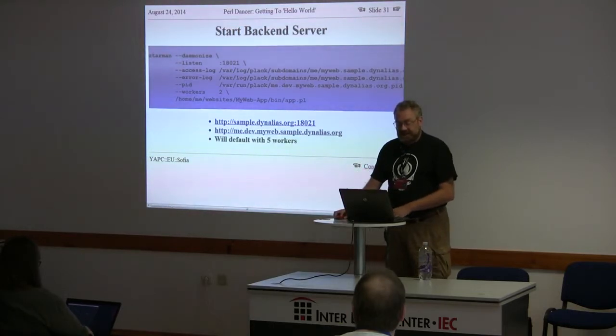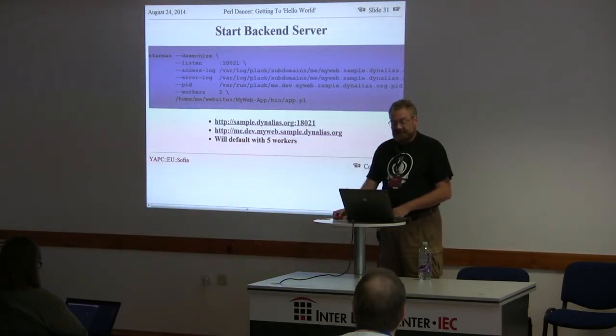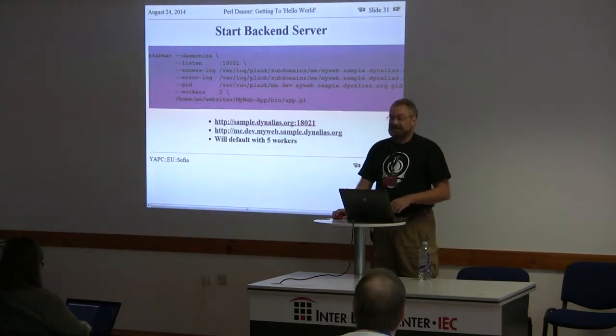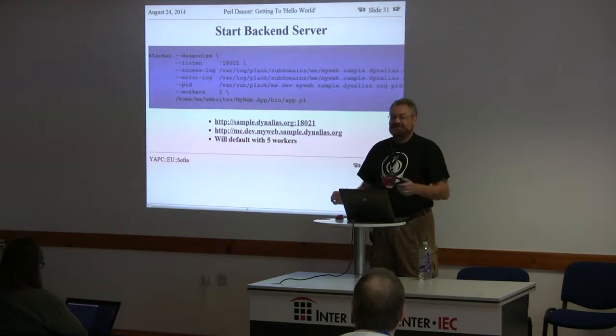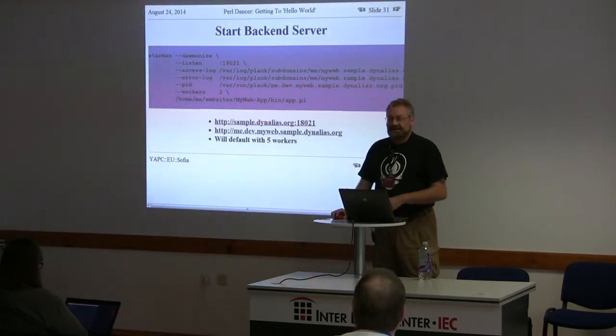But when you're doing the production version, you want it to just be there. So we're going to use Starman, we're going to daemonize, pick a port, pick the logs, pick the PID's location. How many workers defaults to 5? And for big production machines, of course, you'd go bigger than that. For yours, I originally set it to 1 because I said, I don't need to suck up resources.